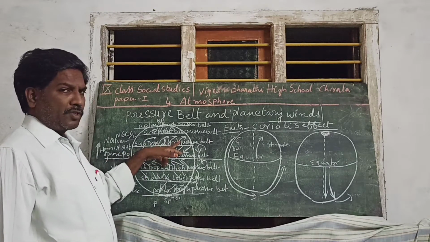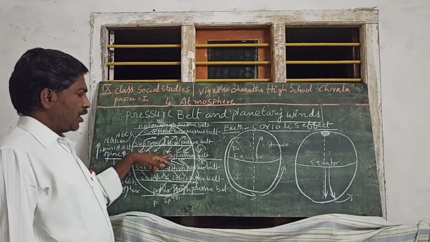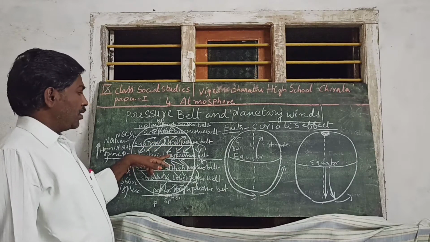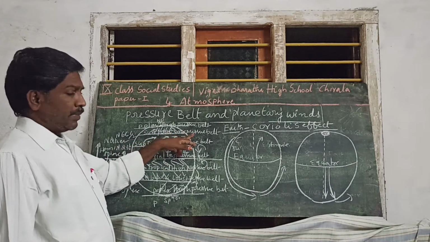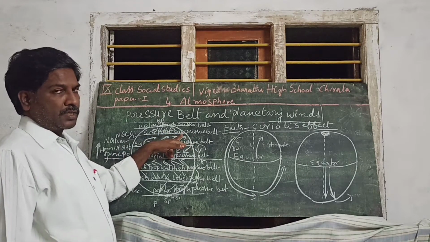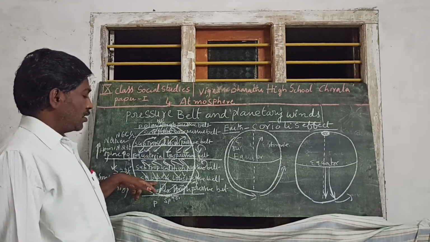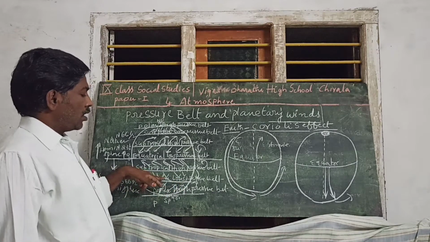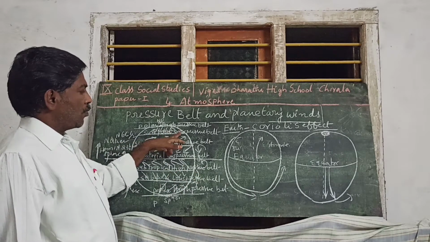So wind is blowing generally from high pressure area to low pressure area. Then afterwards, the subpolar low pressure belt. That is subpolar. It means the Arctic circle, 66 and a half degrees north, and 66 and a half degrees south is the Antarctic circle area. Those are the subpolar low pressure belts. This is also a subpolar low pressure belt.